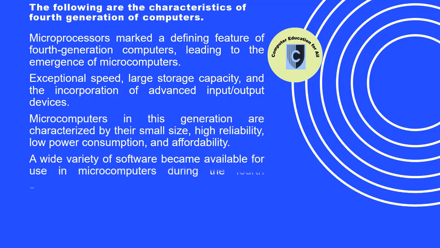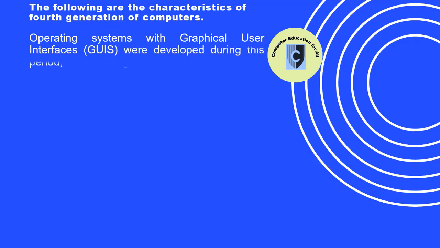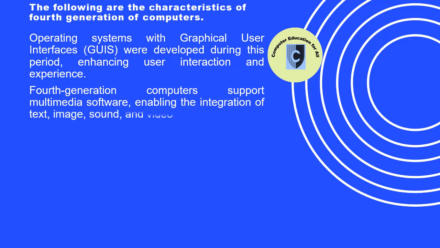A wide variety of software became available for use in microcomputers during the fourth generation. Operating systems with graphical user interfaces (GUIs) were developed during this period, enhancing user interaction and experience. Fourth generation computers support multimedia software, enabling the integration of text, image, sound, and video.